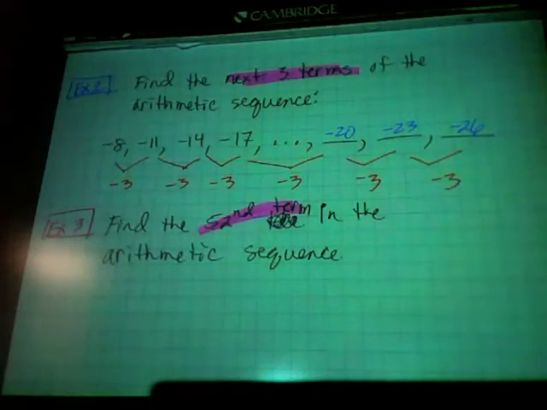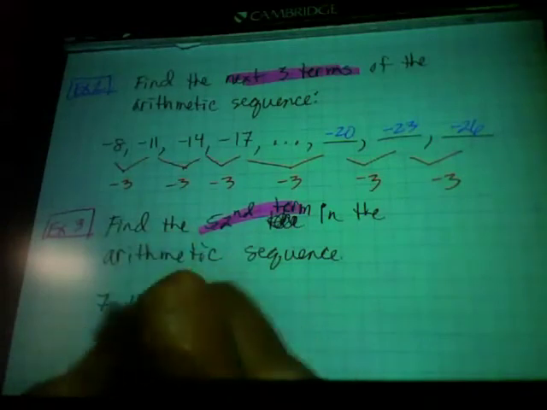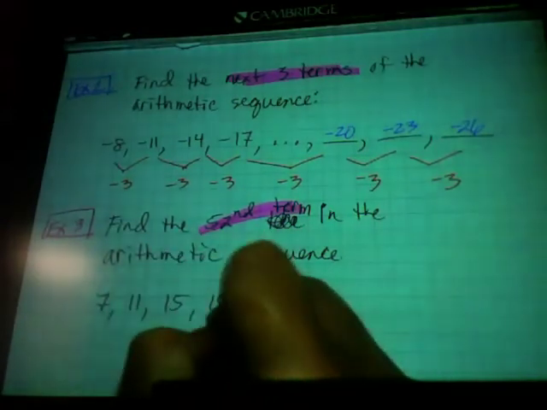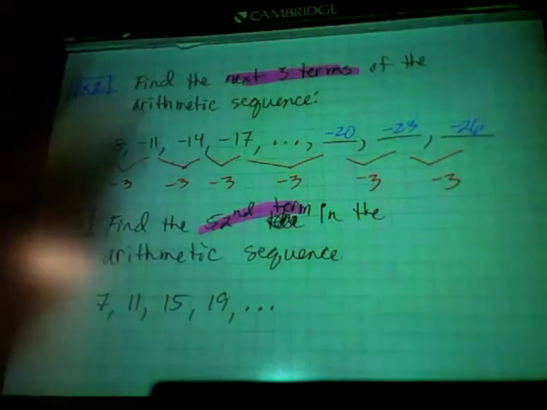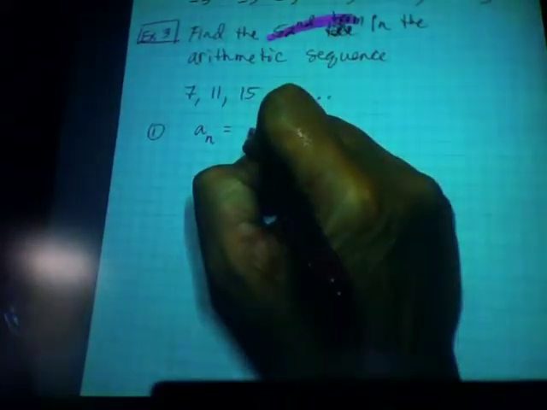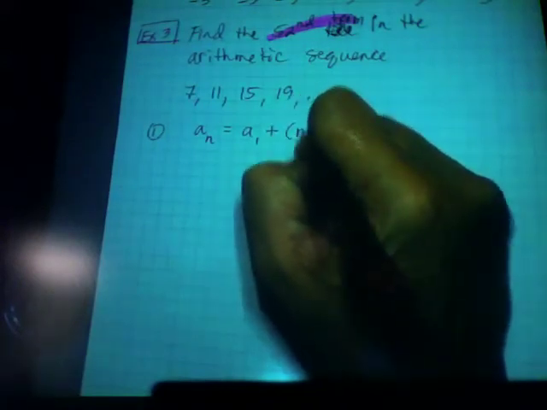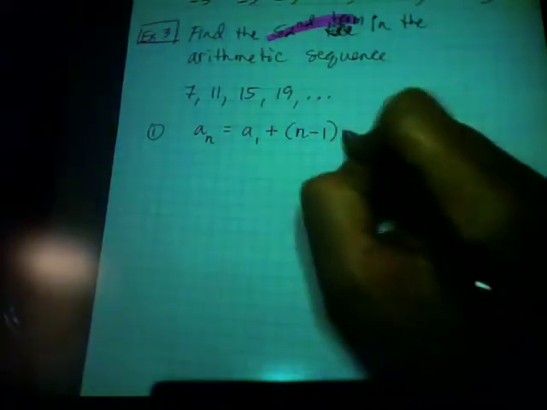So here's why this one's different. We're finding the 52nd term. So here's the sequence: 7, 11, 15, 19, ... So the very first thing you want to start with is the arithmetic sequence formula. How does that start? Just the general formula. A sub n equals A sub 1 plus n minus 1 times d.